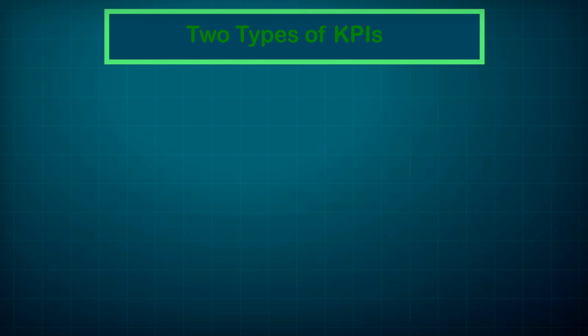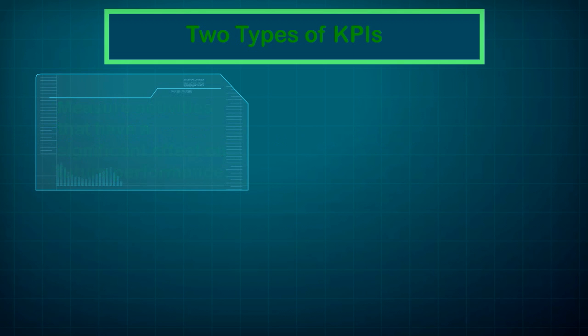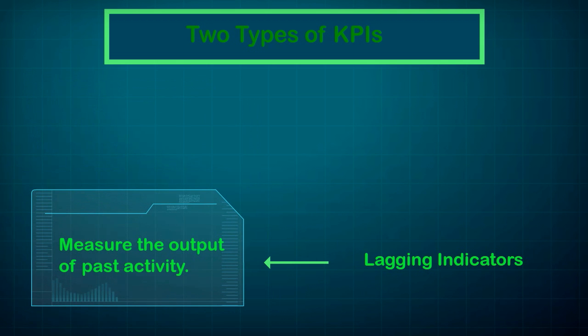Major types of KPIs. Leading indicators measure activities that have a significant effect on future performance. They are harder to identify, but are the only measures that make a difference. Lagging indicators measure the output of past activities, yet they are easier to identify.